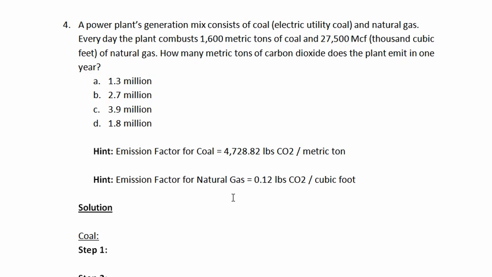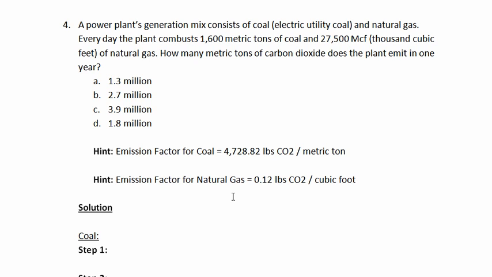The next question we're going to take a look at involves a power plant. This power plant's generation mix consists of coal and natural gas. Each day, the plant combusts 1,600 metric tons of coal and 27,500 cubic feet of natural gas. How many metric tons of carbon dioxide does the plant emit in 1 year? And here we have a couple of hints. The emission factor for coal is 4,728.82 pounds of carbon dioxide per metric ton.